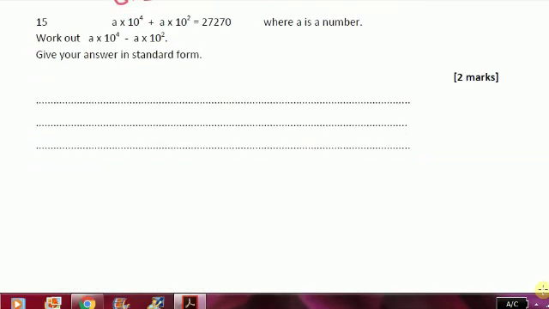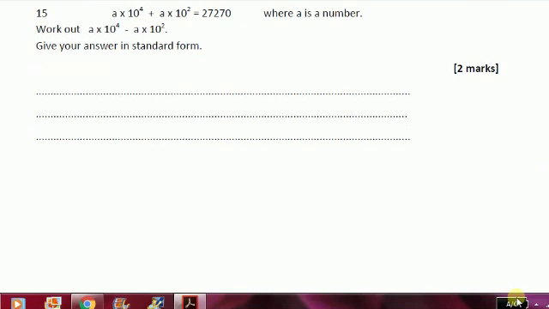And number 15 says A times 10 to the power 4 plus A times 10 to the power 2 equals 27,270, where A is a number. Work out A times 10 to the power 4 minus A times 10 to the power 2.